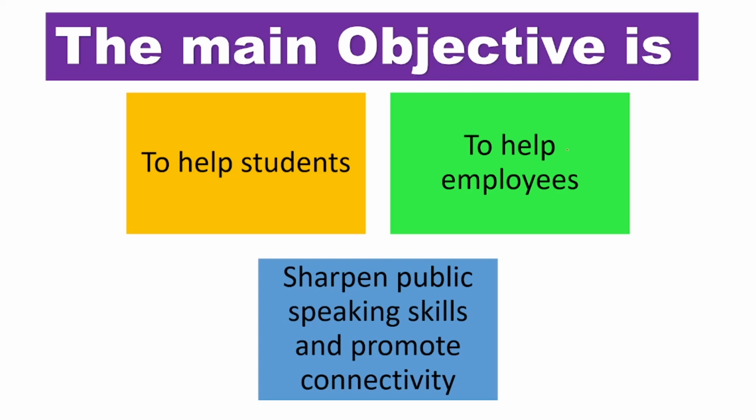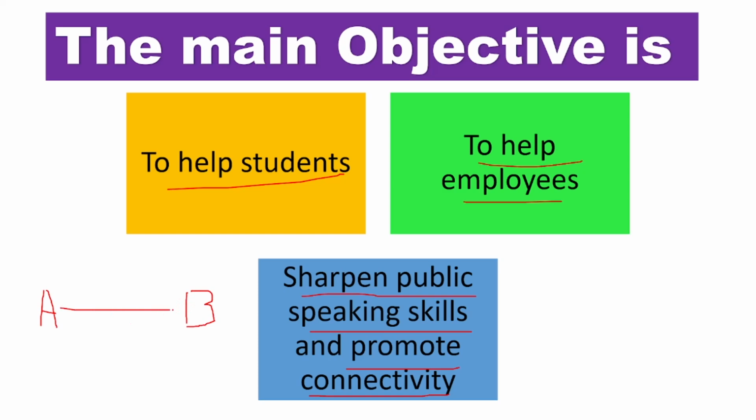What is the main objective of this PechaKucha presentation? To help students and employees to sharpen public speaking skills and promote connectivity. Now, see, between two people, let us say that person A is there and person B is there. Between them, there will be a connectivity, isn't it? There will be a connectivity. What is that connectivity? It is communication.